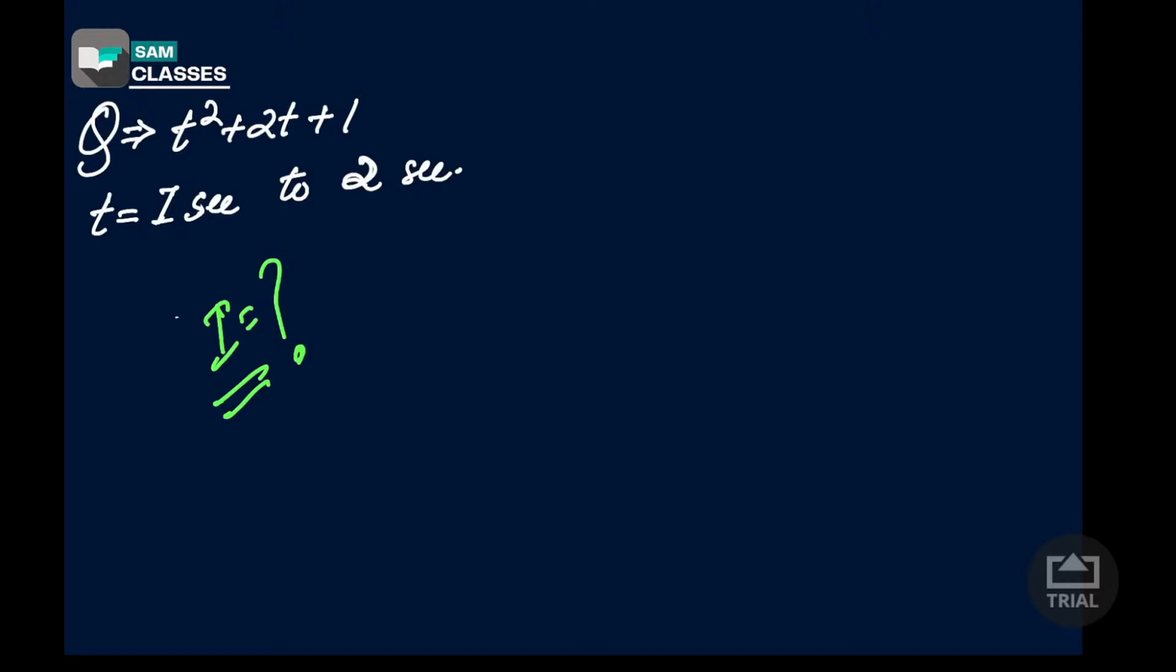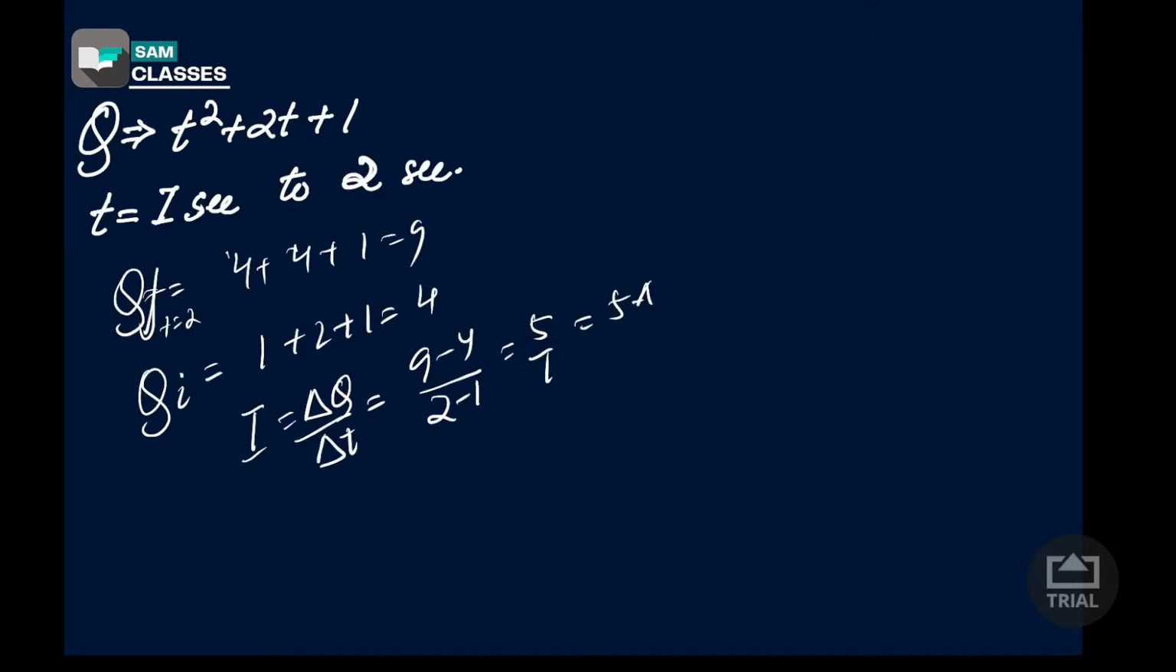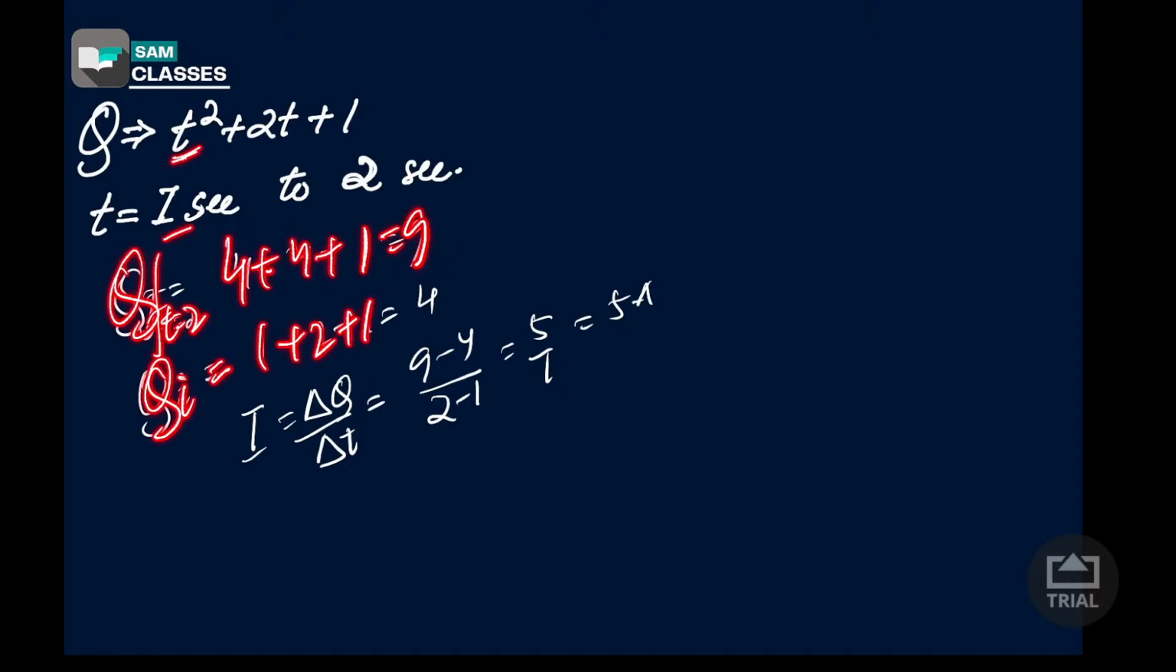Chalo, let's see directly. We will put the values, delta q by delta t. If I directly show it, what will be the answer? Is it correct? Why am I wrong, students? What have you done? Q final, the charge final at t equal to 2: 4 plus 1, how much? 9. What about the charge initial? Put 1: 1 plus 2 plus 1, how much? 4. So delta Q, net charge, is 9 minus 4, and delta T is 2 minus 1.